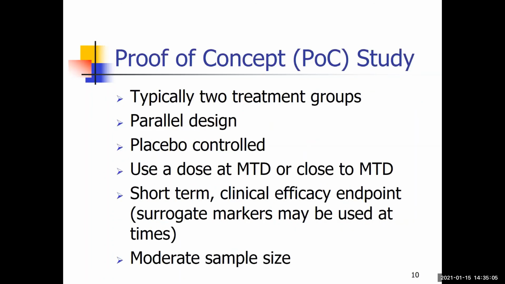POC, all right. Typically 2 treatment groups, parallel design, placebo control, using a dose at MTD or very close to MTD. So you have a high dose against placebo. Short-term clinical efficacy endpoint, sometimes using surrogate markers, and moderate sample size. All right, so that's a typical POC. And I hope to tell you that POC looks simple, right? But it's very, very, very difficult.